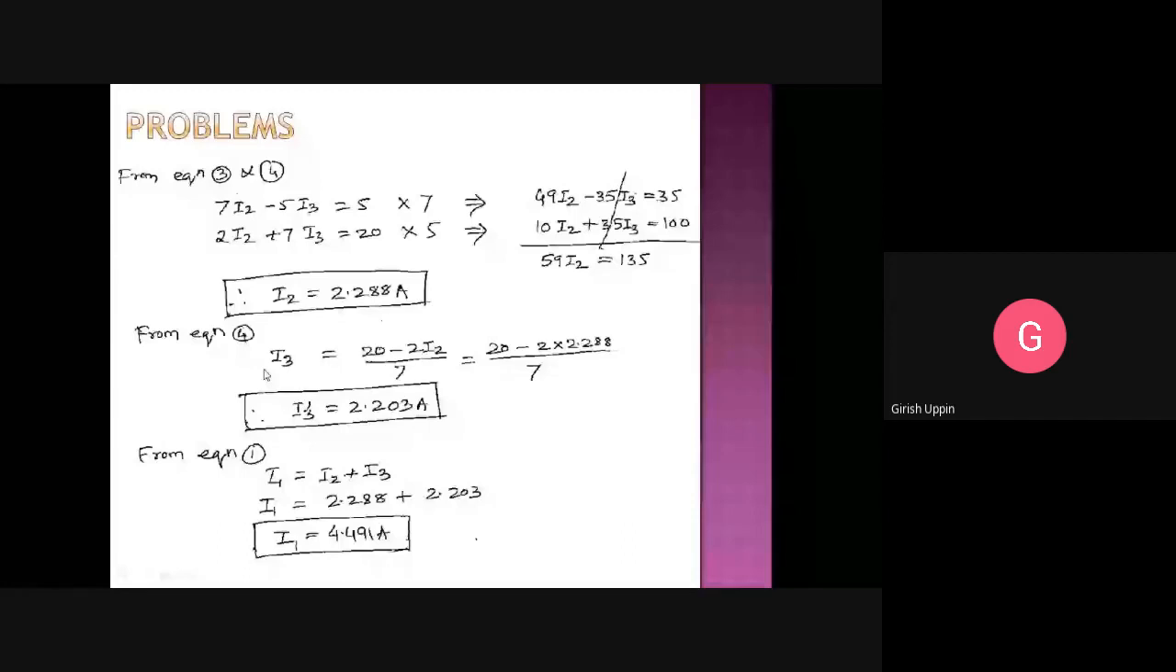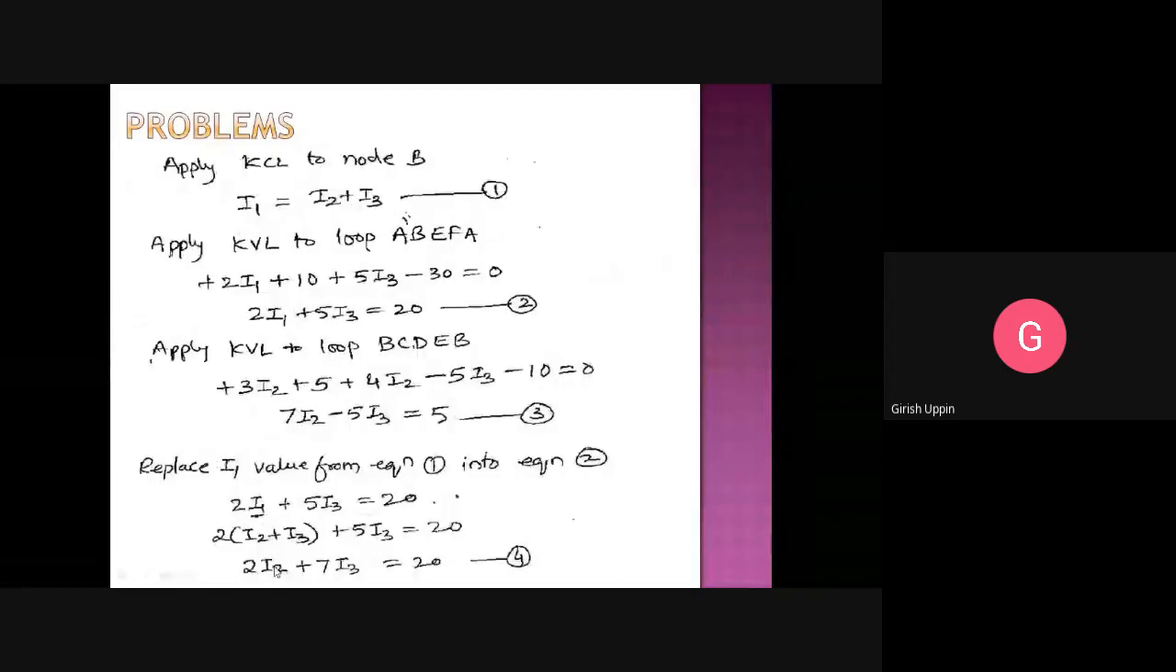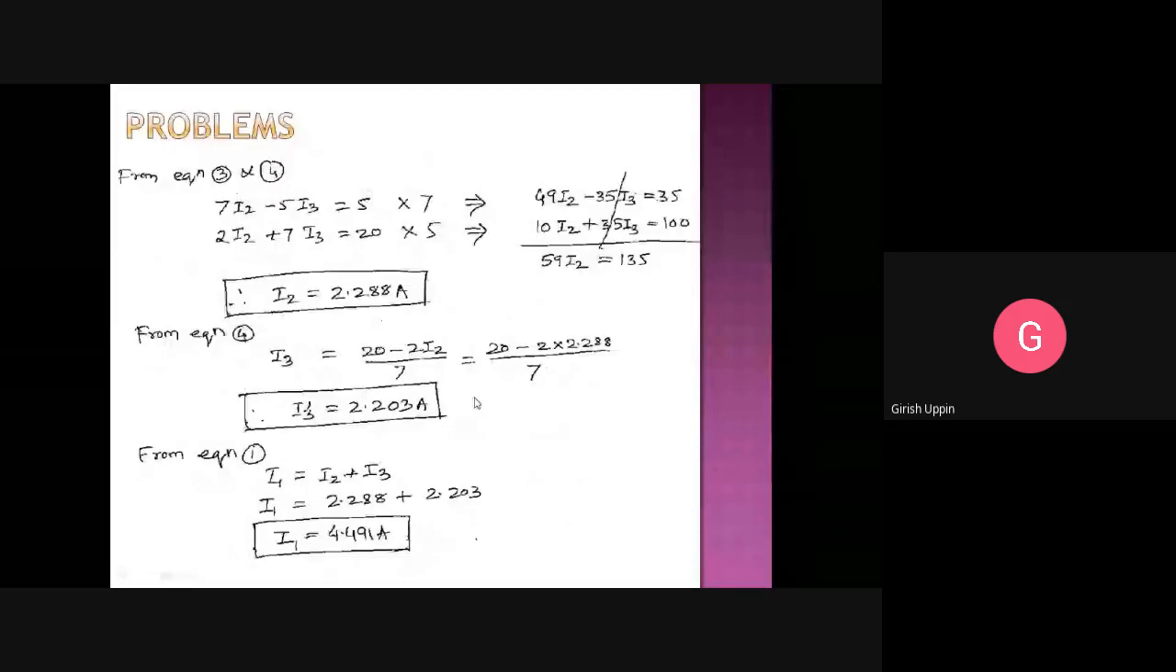So in equation 4 you can substitute the value of I2. So what is equation 4? Okay, I2 we already got. So what would be the I3 value, 20 minus 2 I2, I2 is known, divided by 7. That is what is done here. 20 minus 2 I2 divided by 7. If you do this calculation, you get the I3 value as 2.203 amperes. And from the first equation we already know I1 is equal to I2 plus I3. So if we add, here we get the I1 value as 4.491 amperes.